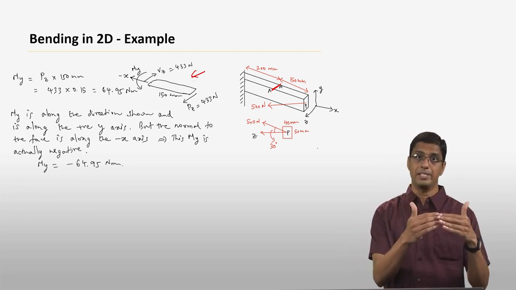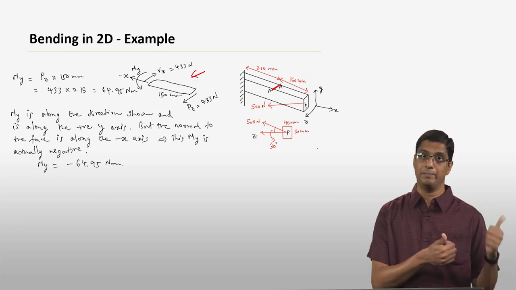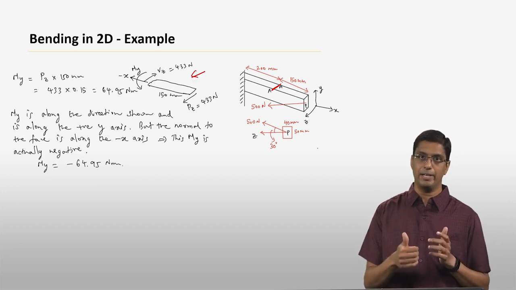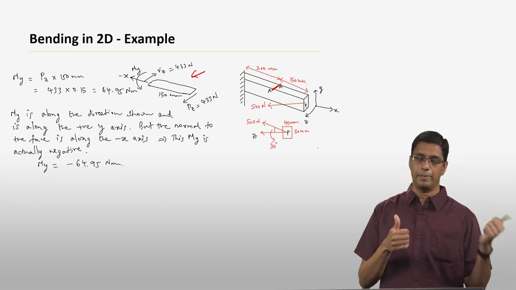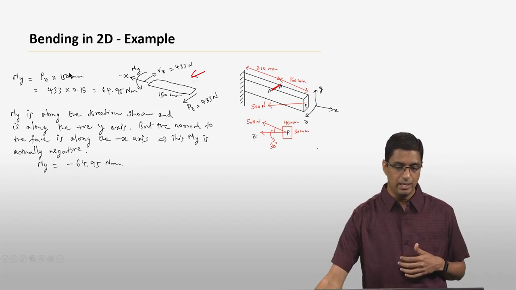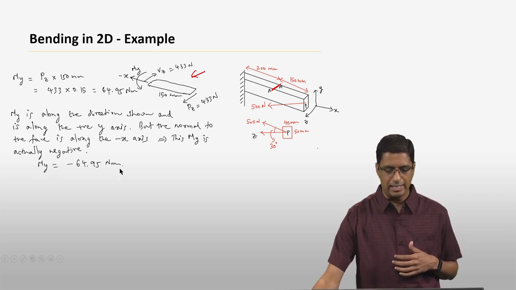So for the Mz, it turns out that Mz is in the minus z direction, but it's still considered positive because the face is minus x. Here My is in the positive y direction, but because the face is minus x, it is considered negative. Okay, so that is why this particular value, which is nothing but Pz times 0.15, is considered negative.